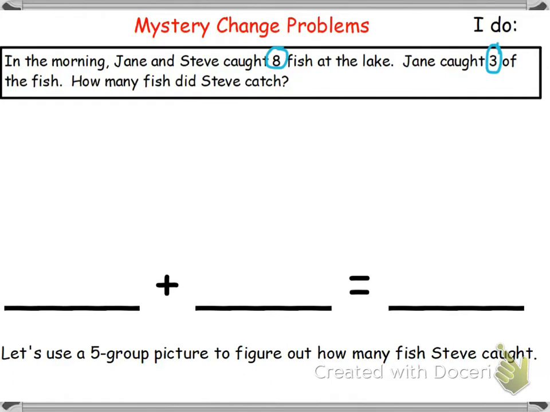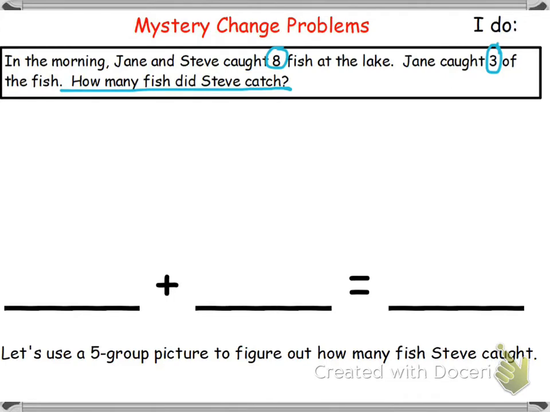Now our next step is to underline the question. So I'm going to find that question mark, and I'm going to go backwards until I get to that period. That lets me know when to stop. My question is, how many fish did Steve catch? Now, my next thing is I'm going to box in any important information.